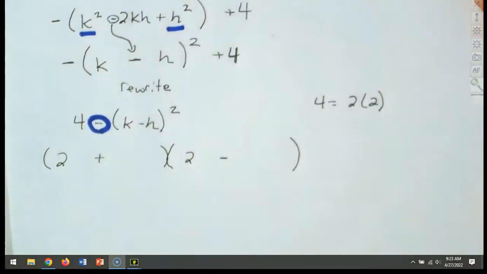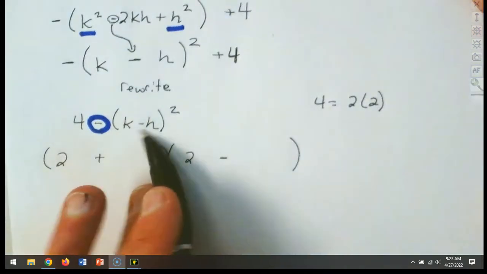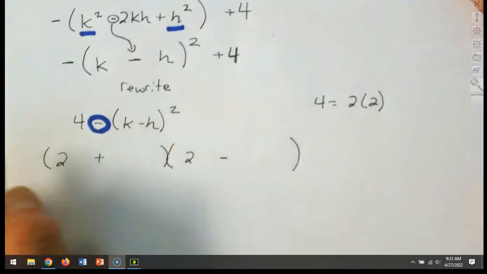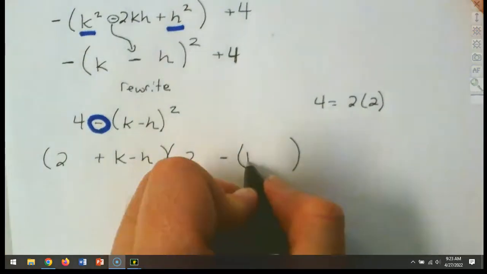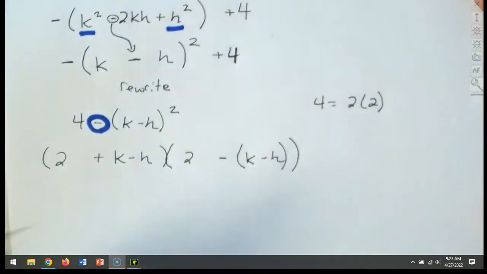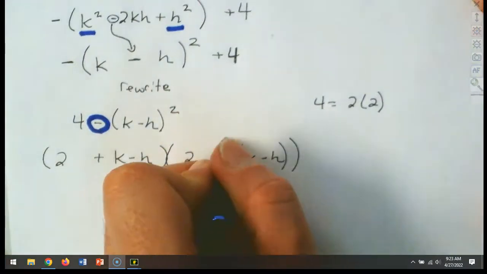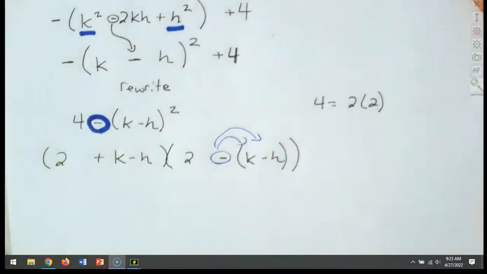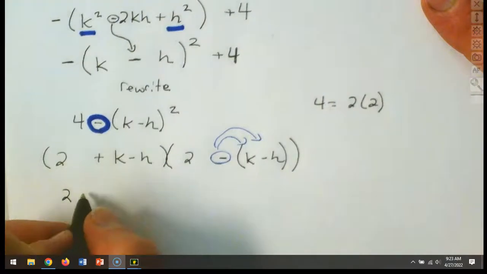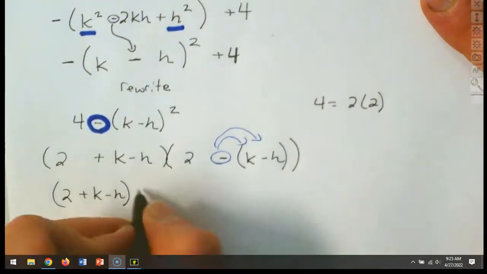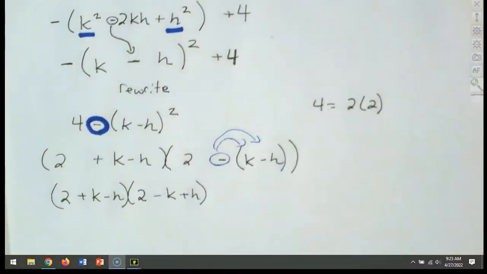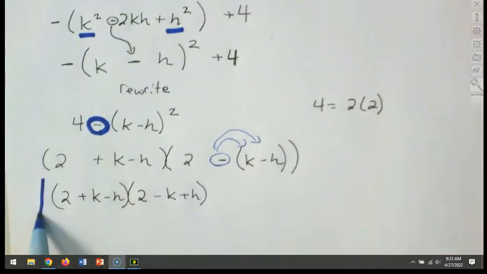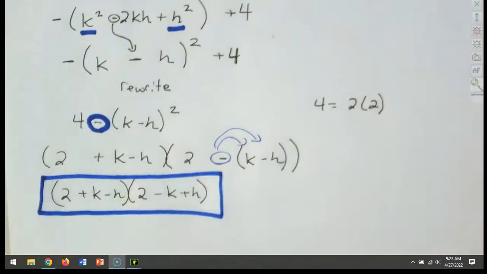Now with the difference of squares, we have to be careful with the k minus h because that negative is going to have to be distributed through over here. So the first piece is simply k minus h. The second one, use the parentheses because that negative in your difference of squares has to be forced through. And so now, after we're completely finished, it's going to be 2 plus k minus h, 2 minus k plus h. And that is your final, fully factored, finished answer.